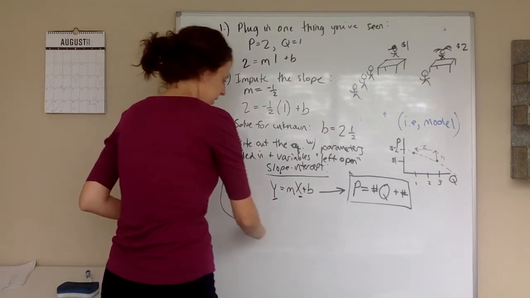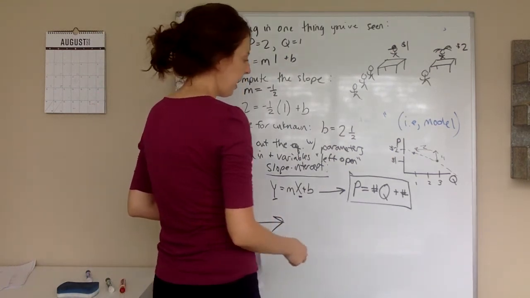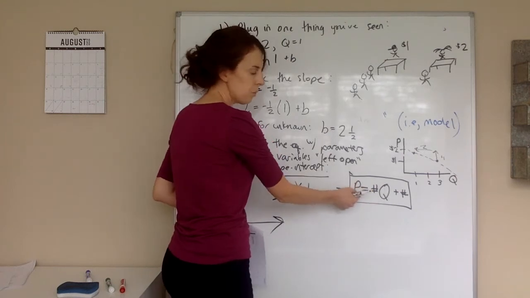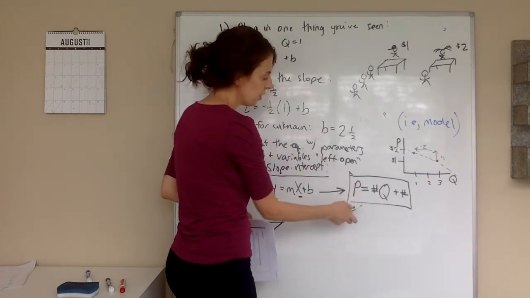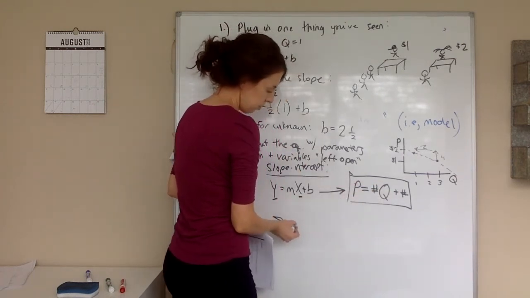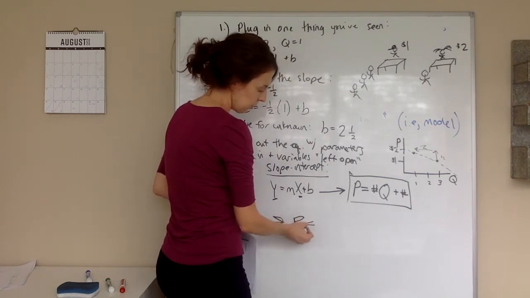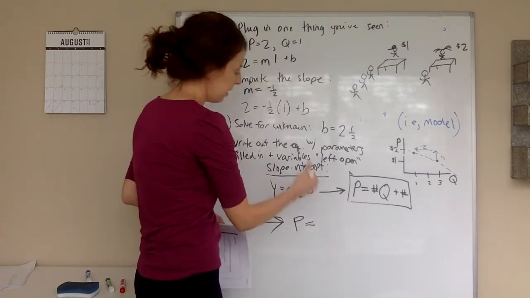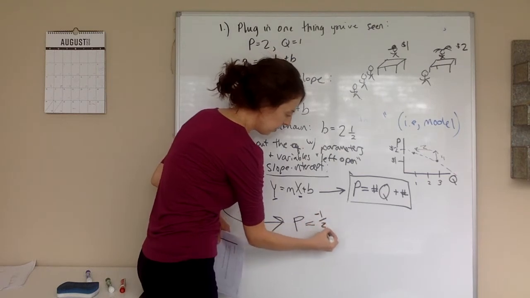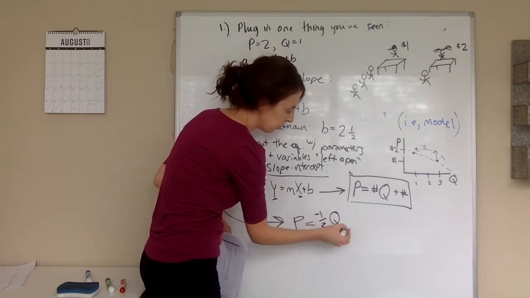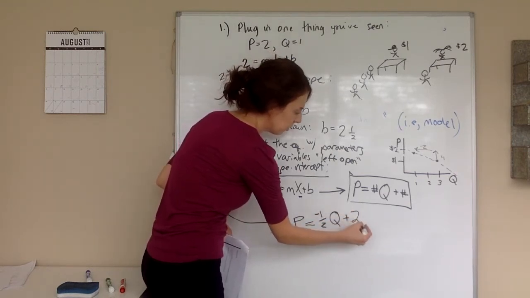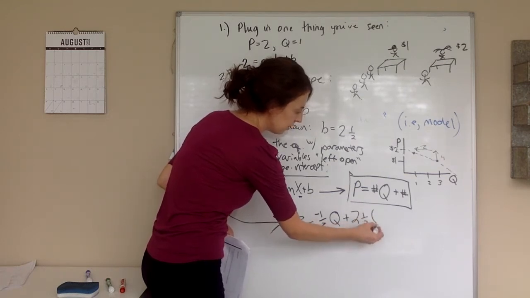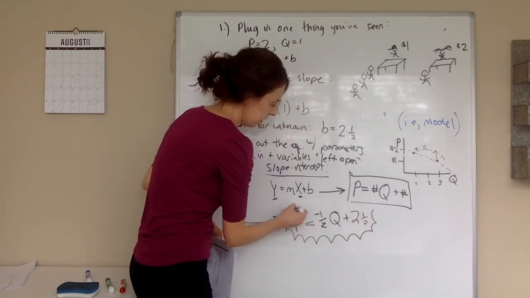Okay, so down here, let's just do this. So what we have is we want to leave the variables open, we want to plug in specific numbers for the parameters. So the final model here will look like price equals slope, which is negative 1/2, times quantity, this is a variable, plus 2.5. So this is the final thing.